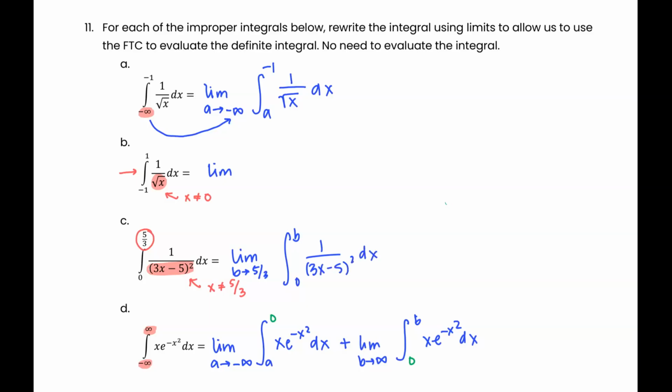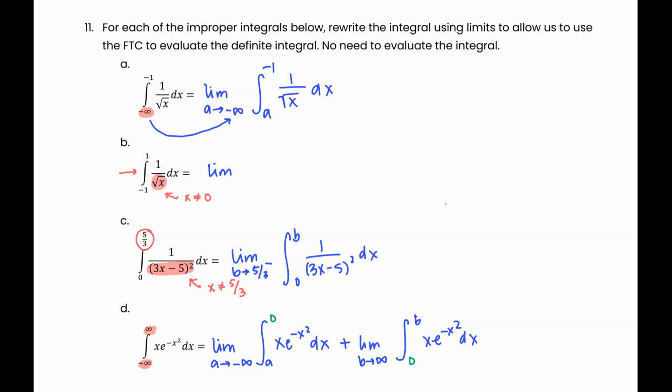Because technically we haven't told the whole story. We actually do need to say what direction we're approaching that 5/3 from. So for that 5/3, we started at 0 and we're heading towards it. We're coming from the left-hand side. That is crucial to have that direction on that.